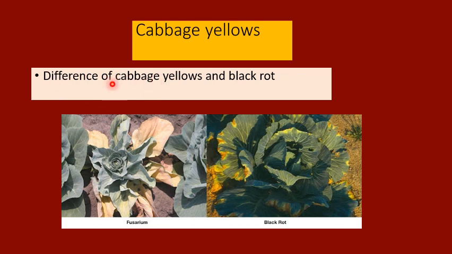Here we can see the difference between cabbage yellows and black rot. In black rot you can see nicely V-shaped lesions at the leaf margins, but in Fusarium wilt we can see yellowing of the total leaf and some particular wilting characteristics.